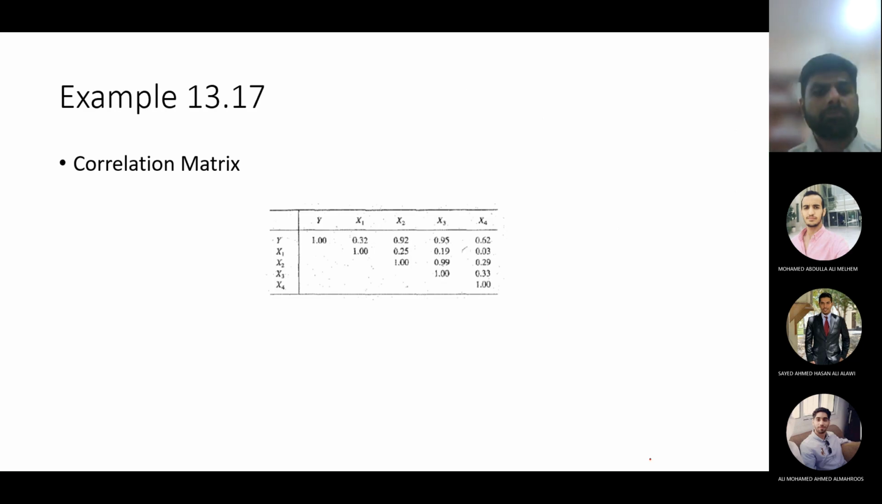So a very simple example to show which variables we can include in the model, which variables we cannot include in the model. So this is a correlation matrix between y and x1 and x2 and x3 and x4 and between themselves as well. Okay, so you see the first row gives the correlation between y and the other parameters, the second row between x1 and other parameters, third row between x2 and other parameters, and so on and so forth.